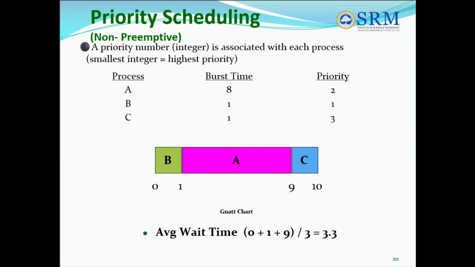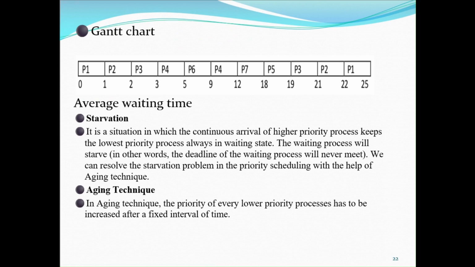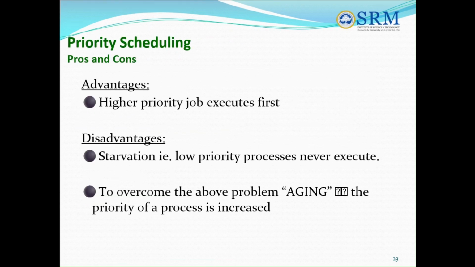For priority scheduling, one problem is given to you. There are three processes in the queue: A, B and C. The burst time is already given, and the priority is also assigned. The first priority is given to process B, the second to process A, and the third to process C. So the Gantt chart is based on that order: B, A, C. Based on the burst times, you follow the same procedure for priority scheduling, and next calculate the average time and turnaround time.